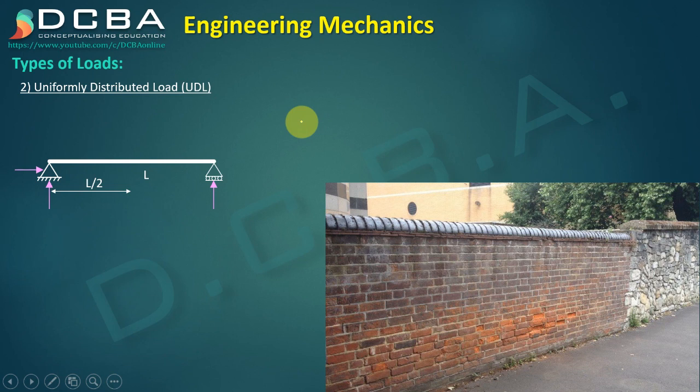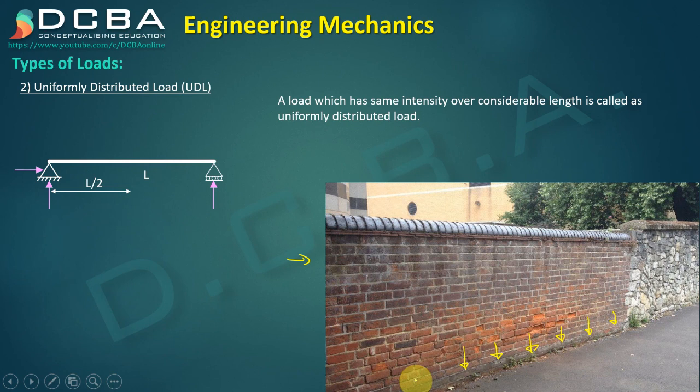Next is uniformly distributed load, UDL. So you see here how this wall is there on the road. So at every point over the length of this wall, it is putting the same load on the road, right? So a load which has same intensity over a considerable length is called as uniformly distributed load. Same intensity means it is putting the same amount of force at all the points where it is getting in contact with the structure. So for such a loading, it is called as uniformly distributed load, or in short it is UDL.